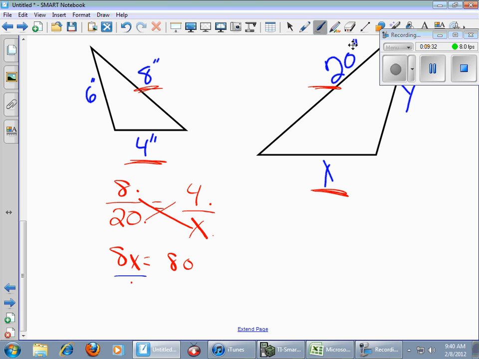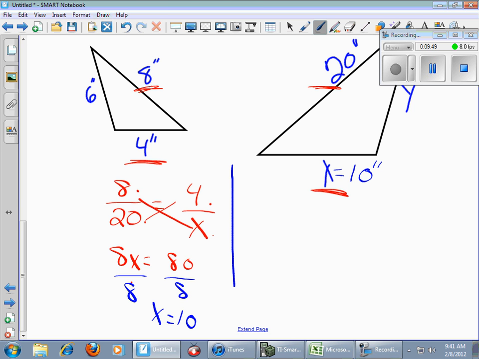How did I know? I knew 800 was way too big. I was going to get 100 for x, and that means the shortest side of my triangle was going to be longer than my longest side. I knew that wasn't possible. So I'm going to divide by 8 on both sides. I'm going to get x equals 10, and so I'm going to write that in, x equals 10 inches.